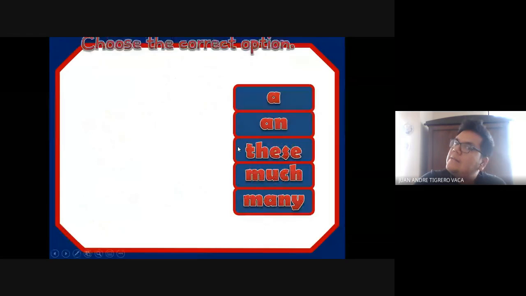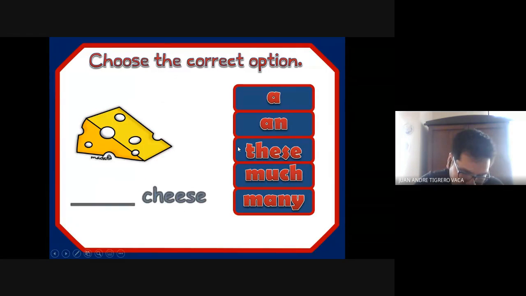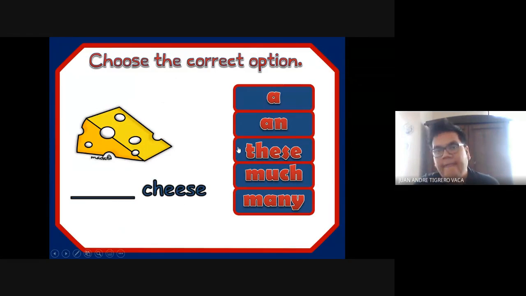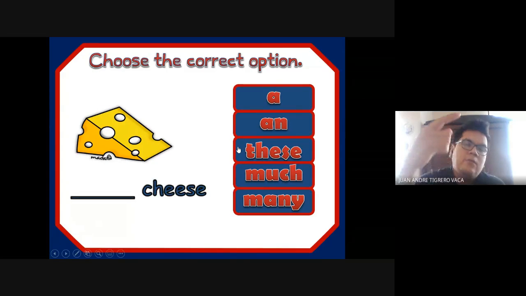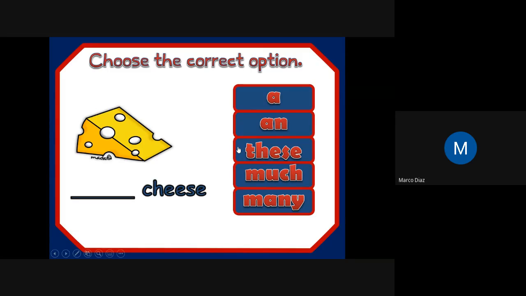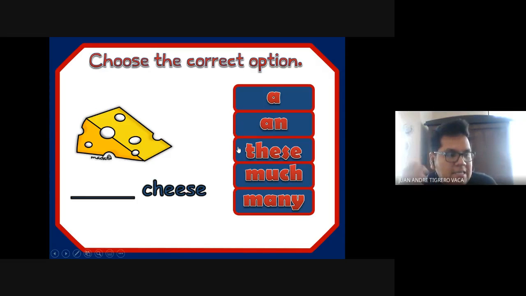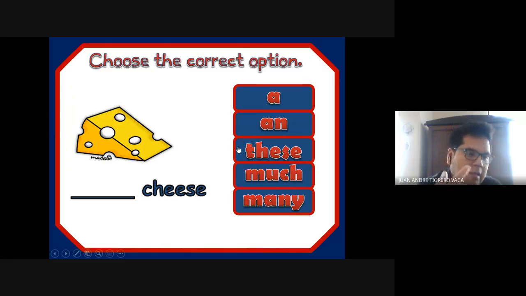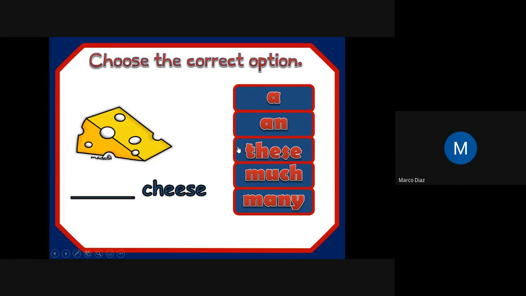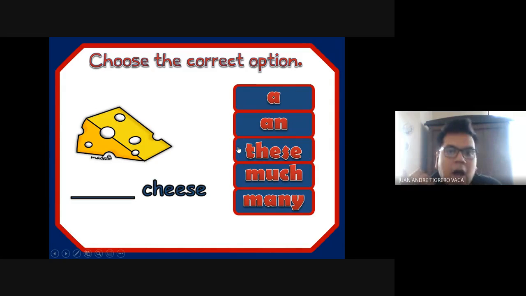And is apple countable or uncountable? Countable. Yes, because you can say two apples, three apples. That's correct. The thing is that you have to keep in mind when you have a noun and that noun has a plural, then that will be countable. If it doesn't have a plural, if it sounds weird, then that will be uncountable.